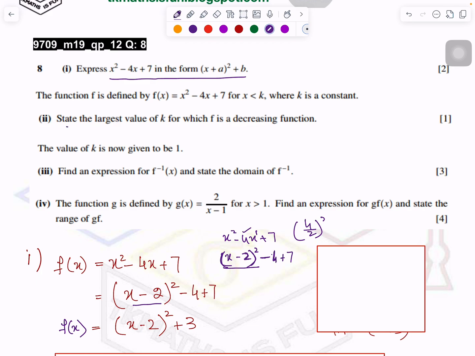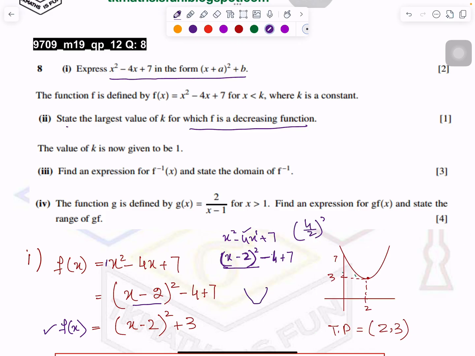State the largest value of k for which the function is a decreasing function. Which function? This is talking about f(x). Now you can see this is a quadratic, and the shape of the graph is a parabola. The coefficient of x² is 1, which means it is a minimum value curve. I have done a rough sketch here for you. Whenever you get a completing square form, you immediately know the turning point. So the turning point of the curve is (2, 3).